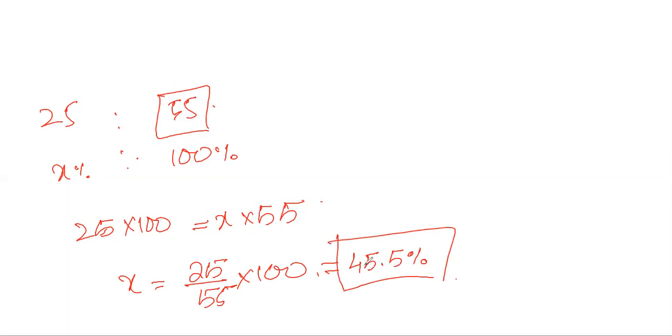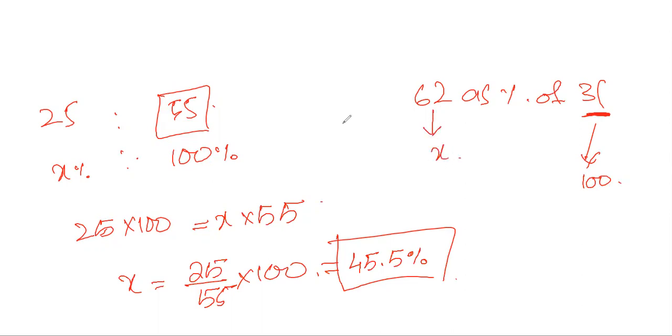Similarly, the question might also ask you to find 62 as a percentage of, let's say, 31. Now in this case, 31 is my reference point, so this would always be 100%. I have to find the percentage of 62, which I don't know right now. Since we know my reference point and we know the value for which I have to find the percentage, once again I can apply the ratios.